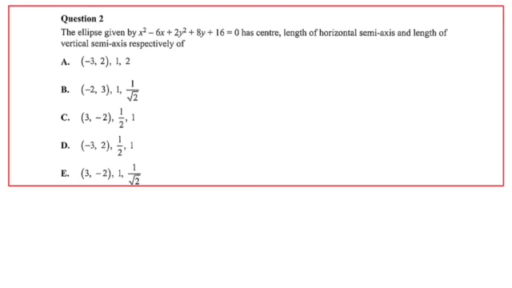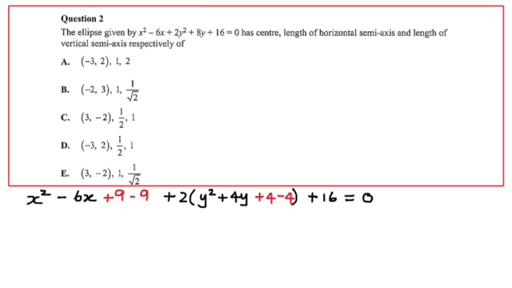Okay? Question 2. We've got an ellipse given by this equation here, which has centre, length of horizontal semi-axis and length of vertical semi-axis respectively of. Alright, why don't we just do a little bit of completing the square, and then I think we'll become aware of what's going on. I wouldn't bother with CAS with this, not at all. It's quite simple to do in a few seconds.